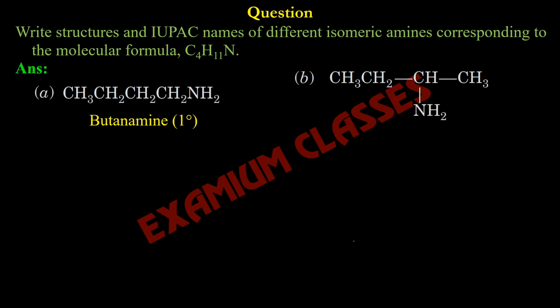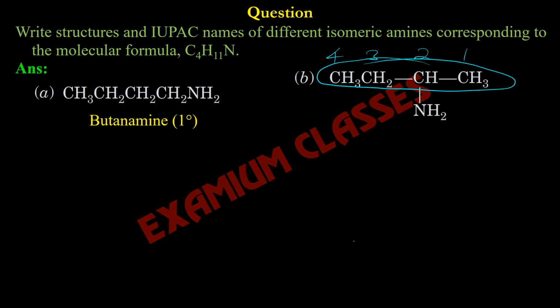Now again, you will find the longest chain. So the longest chain here is this one attached to NH2. It is butane. But NH2 is now on second carbon. You will start numbering from the right side because from right side NH2 group is closest.